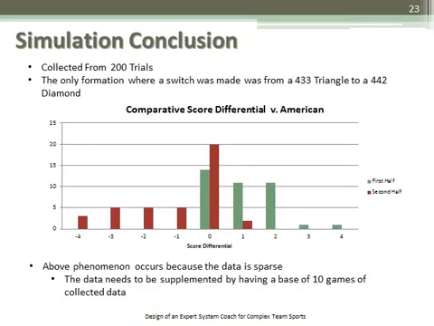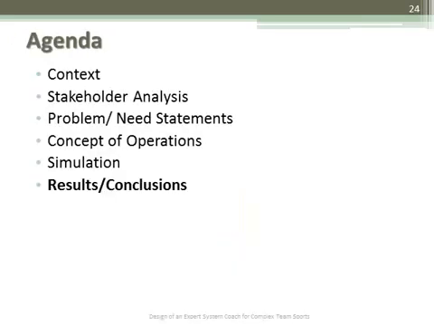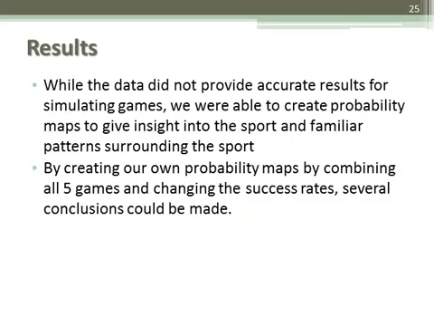Here's a comparative score differential when GMU plays American using our simulation. As you can see, in the first half the score differential is very good for GMU, while in the second half it is very good for American. This phenomenon occurs because of sparse data. The data needs to be supplemented by having a base of 10 games of collected data. The problem is the ball moves and is trapped in certain areas of the field throughout the game, which leads to this result. Next, I will talk about results and conclusions.